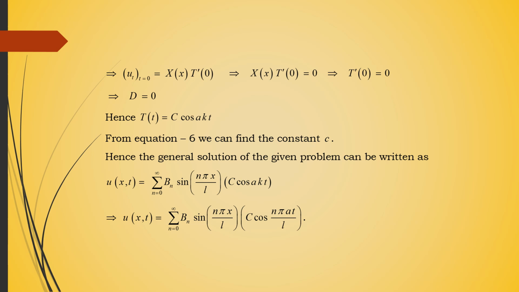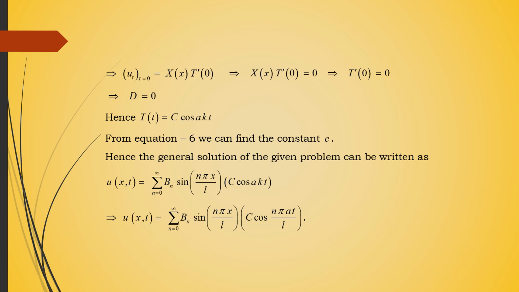Now if we put t equals 0 here, T(0) = C cos 0, which implies T(0) equals C. We can find the value of this constant C by using our previous equation u naught sin cubed (πx/L) = X(x) times C.